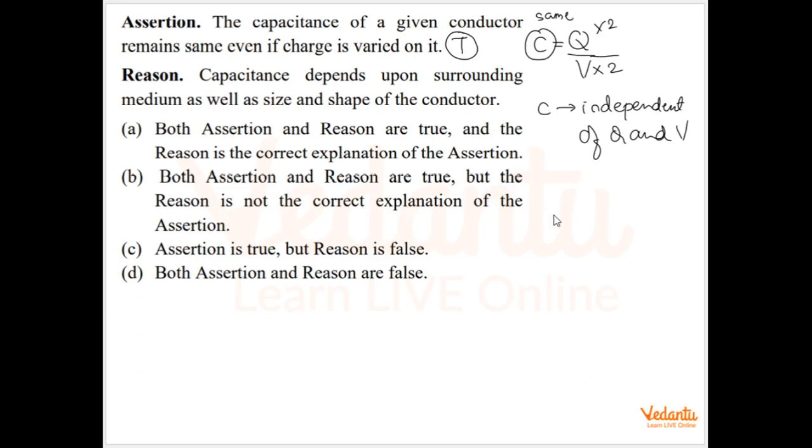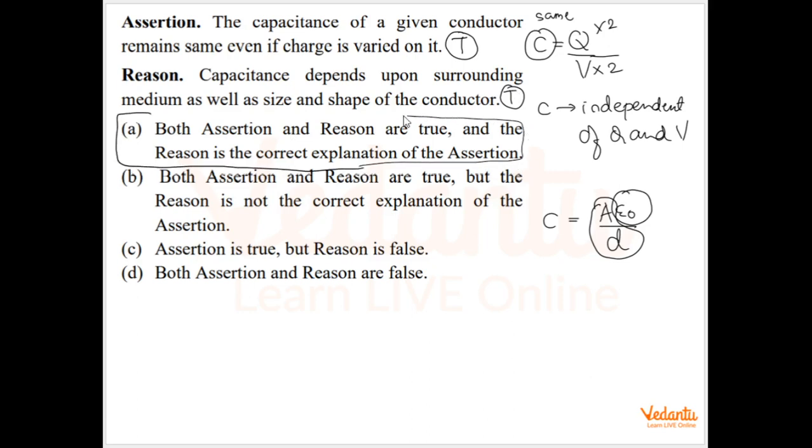What does it depend on, beta? So for a parallel plate capacitor, if you guys remember, the formula for capacitance is A epsilon naught by d. In general, the capacitance of a capacitor depends on the medium and the shape as well as the size of the capacitor. So the reason is also true. Here, my dear bachalo, option A will be the correct answer. Both assertion is true and the reason is true, and the reason correctly explains the assertion.